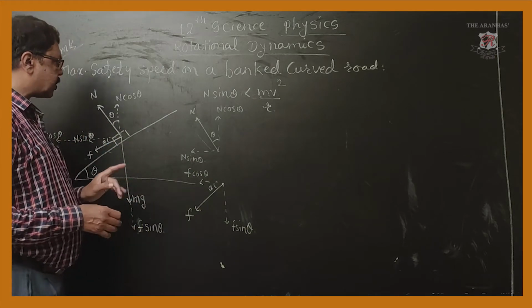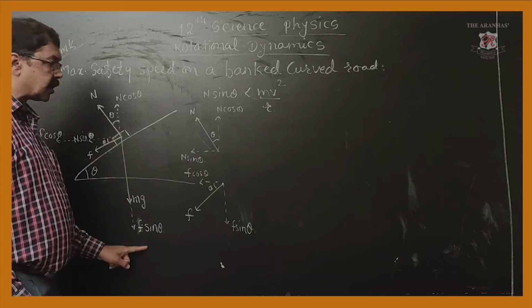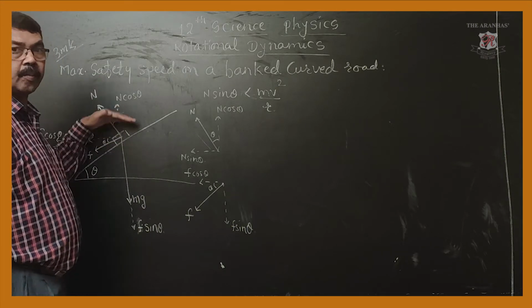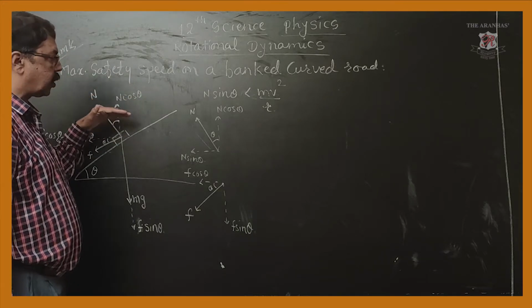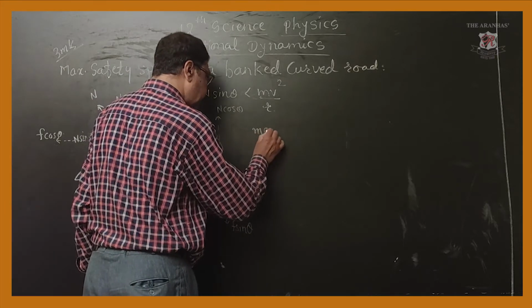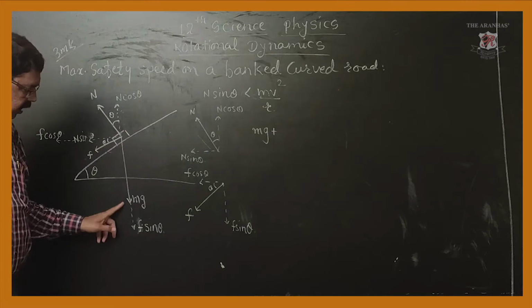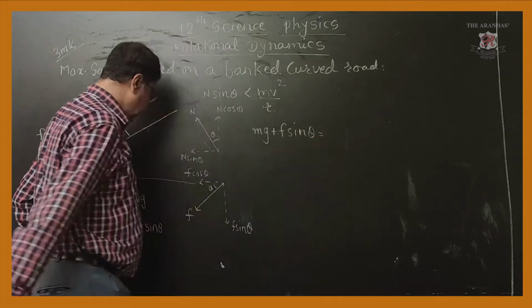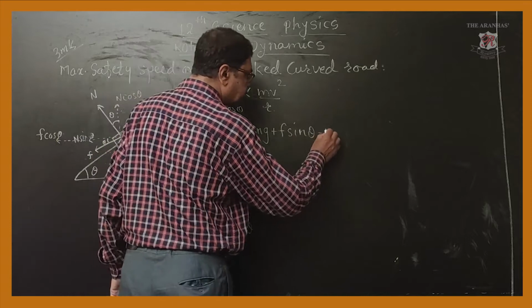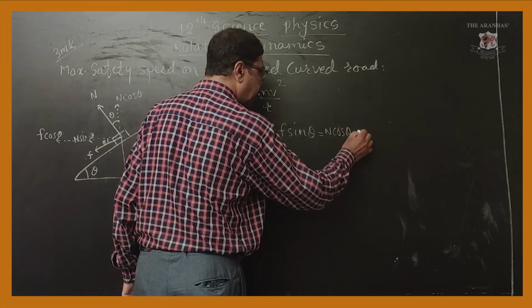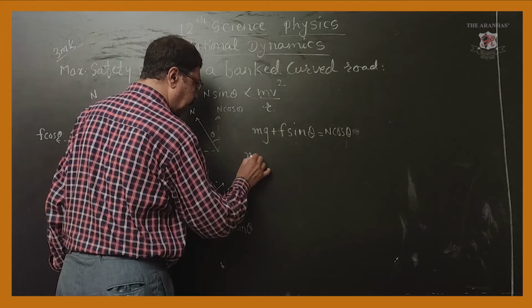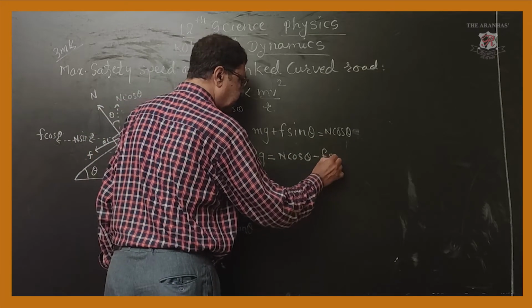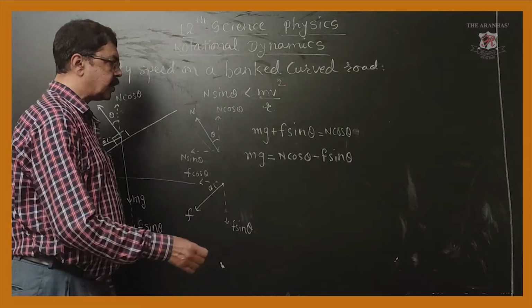Now, what are the forces upwards? N cos theta upwards, downwards mg plus f sin theta. These two are going to nullify each other's effect because the vehicle is not moving up or down. It is in contact with the road. Therefore, I will write mg plus f sin theta, these two forces are in the same direction, equal to what is the force in the upward direction? N cos theta. Let me shift this to this side, so mg equals N cos theta minus f sin theta. This is equation number 1.